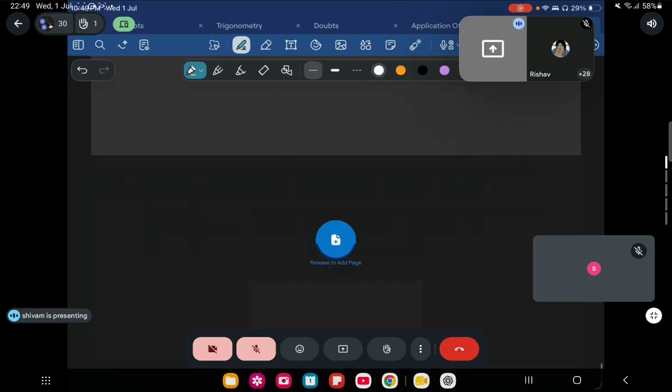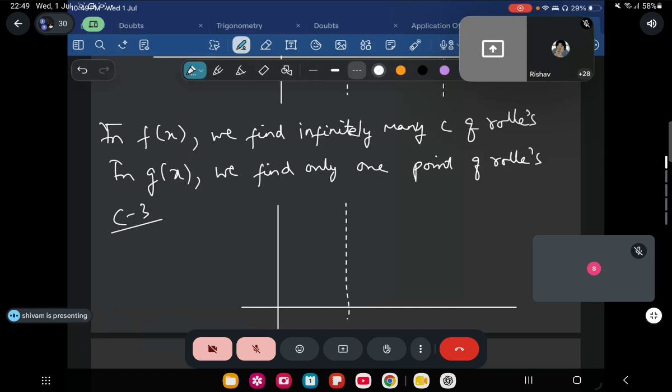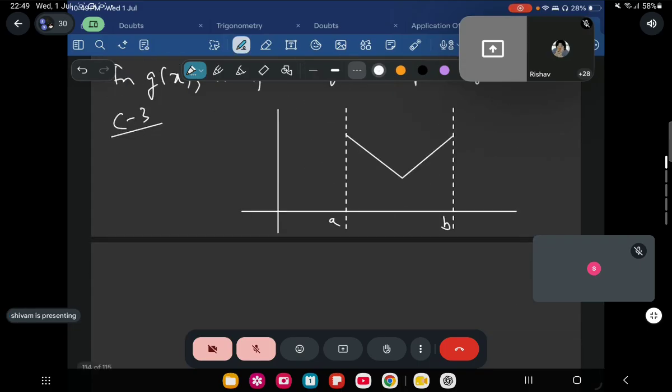Next, case 3. I'm showing you another case. What will happen if the function does not follow at least one of the conditions? Pay attention, everyone. I'll draw a function having a sharp corner. This is A, this is B. Over here, are we getting any c of Rolle's? Tell me, Sohan.